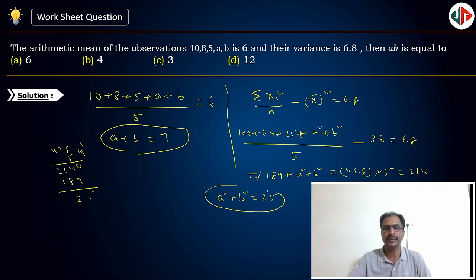So a square plus b square is 25, a plus b is 7. You have to find a into b. From that, clearly one is 4, the other is 3. Therefore, a into b will be 12. Option D.